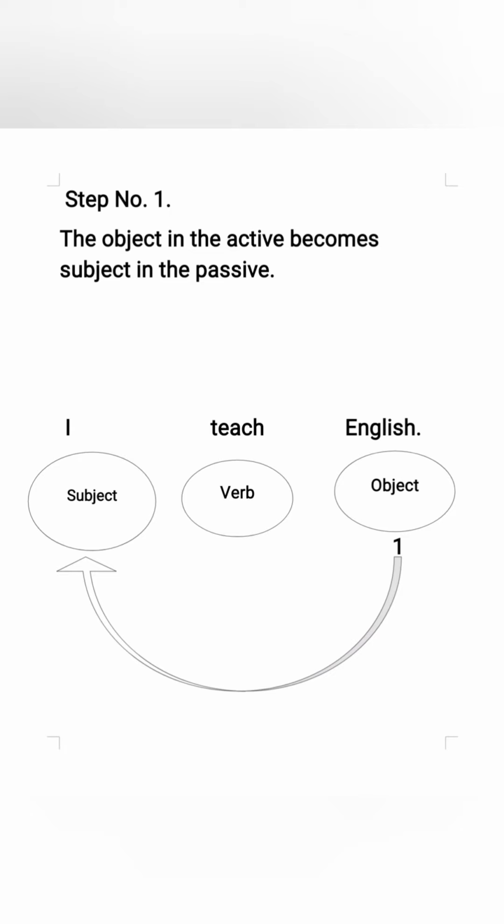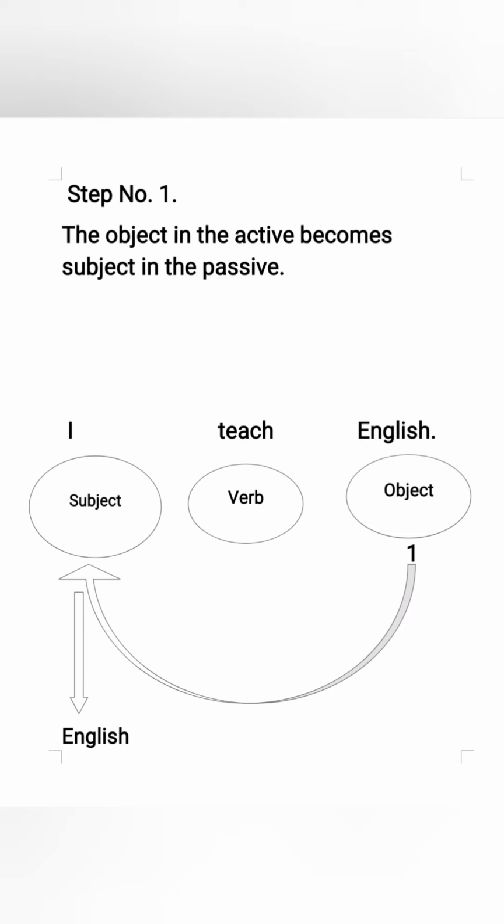For example, in the sentence, I teach English, English is the object. It will become subject in the passive voice. Its case will change, and it will take the position of the subject, which is before the verb. Therefore, the passive construction will start with the word English. Step number 2.